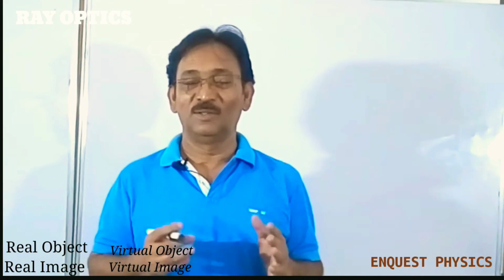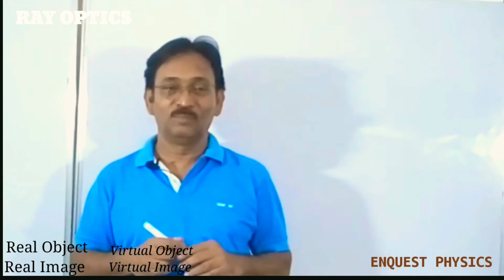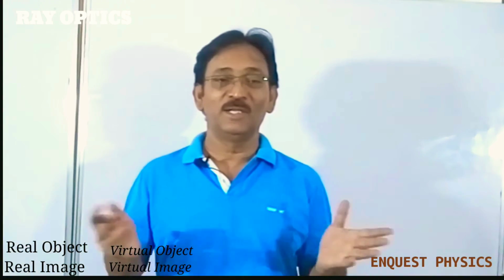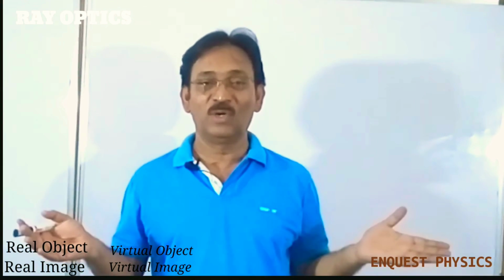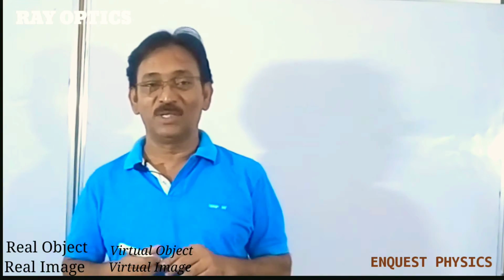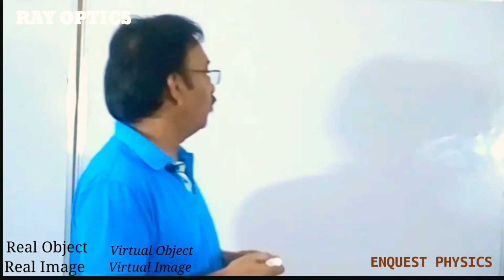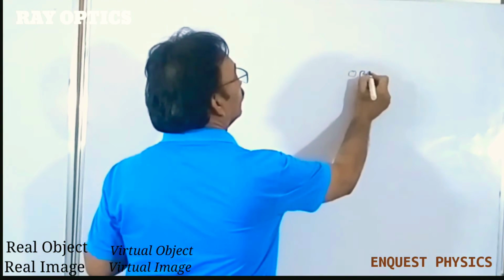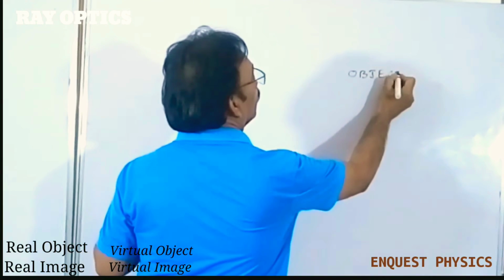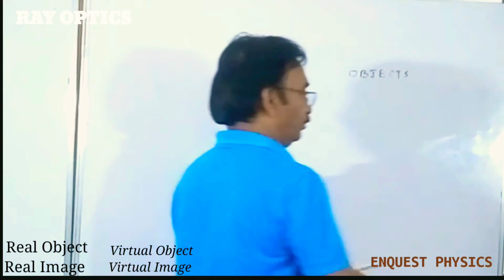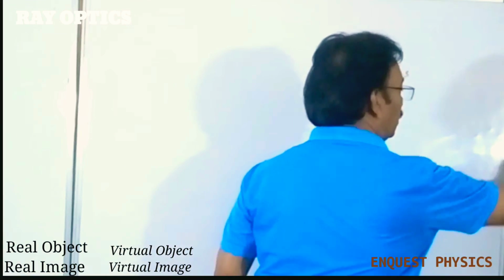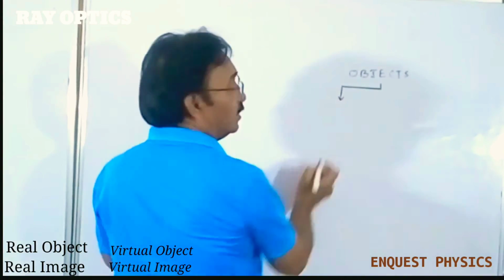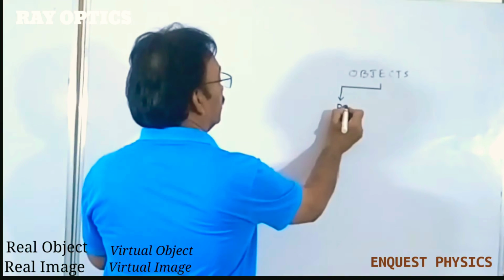Okay, but here we go somewhat deeper. Anything which is giving light is an object. When we are studying ray optics, we come across two types of objects. I said objects are of two types. One is the point-sized object.